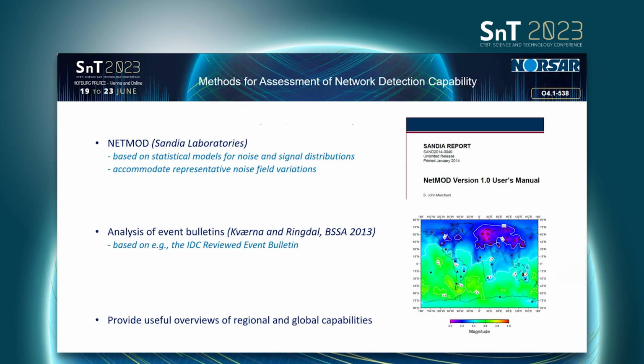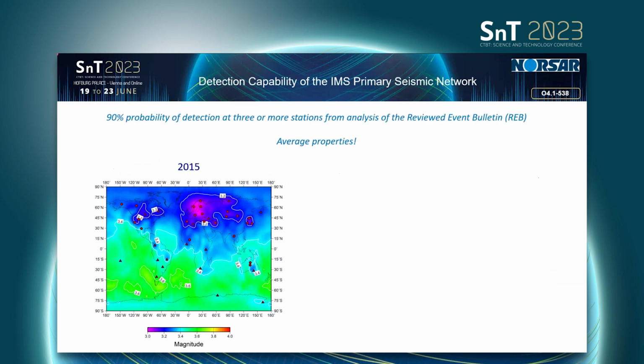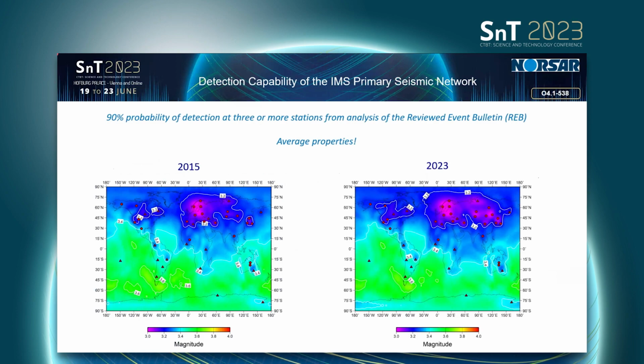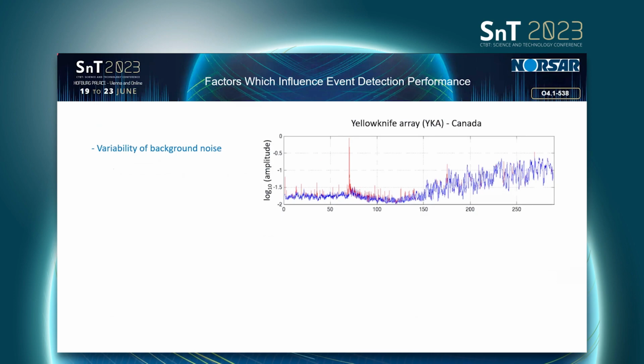But both of these methods present what we call average probabilities. Just an example, you can see how it was in 2015 as compared to 2023, when you have additional stations reporting data to the IDC. You see that there are improvements in Northern Europe and Asia when new stations come in, in China and Russia. But of course, the average probabilities do not always apply.